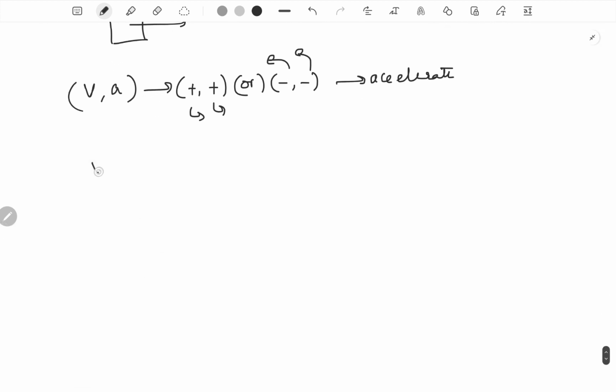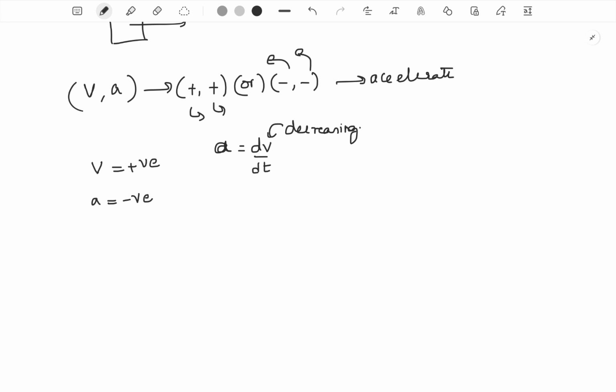Let's say something like this: v is positive, acceleration is negative. Acceleration would only be negative when velocity v is decreasing. So if v is decreasing, the body is said to be undergoing deceleration or retardation. Okay, so in this case, with time the velocity of the body keeps decreasing.